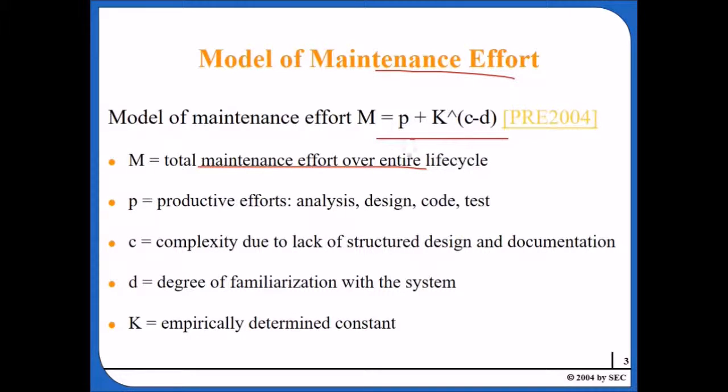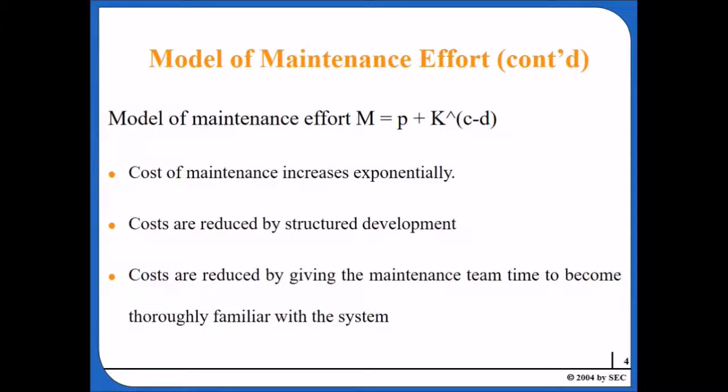P is the productive effort, that is analysis, design, code and test. K is an empirically determined constant, while C is the complexity due to lack of structured design and documentation. And D is the degree of familiarization with the system. This is how you compute the model of maintenance effort. So the cost of maintenance increases exponentially, as it says.